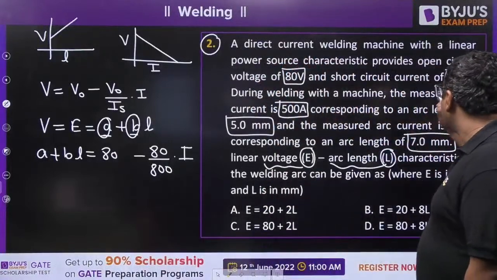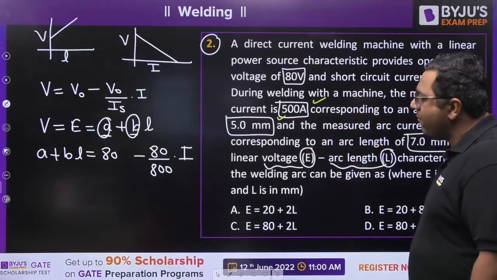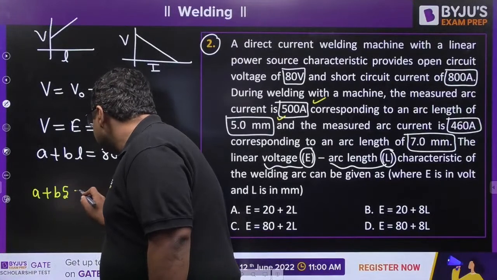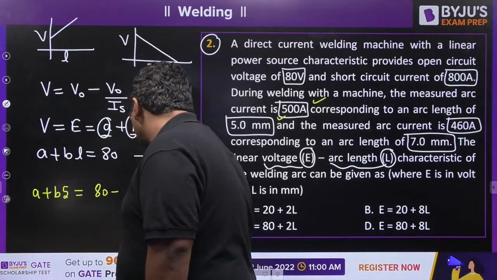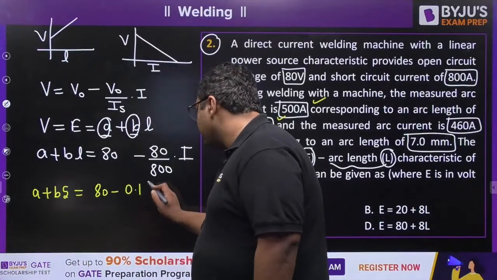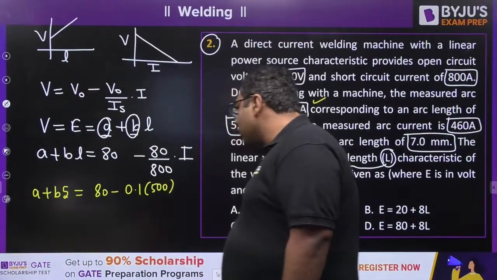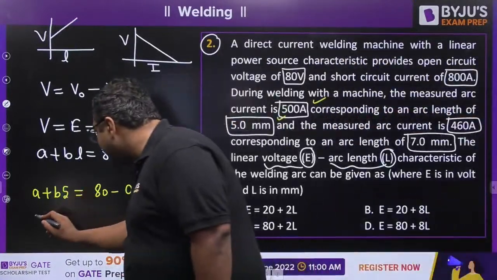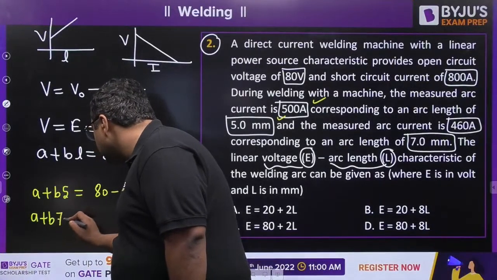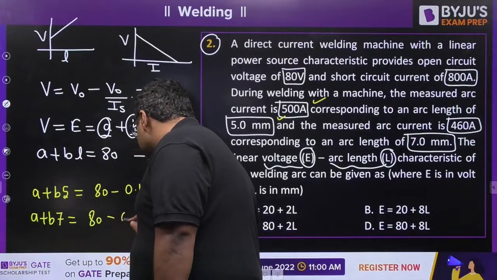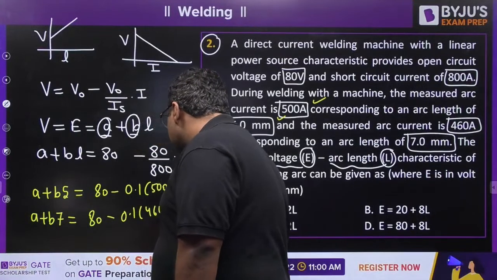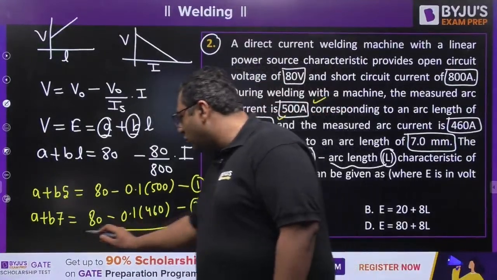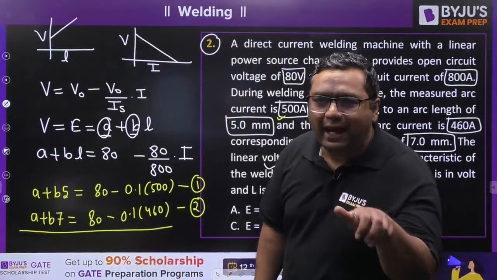They are saying that for 500 ampere it is 5 mm. So you can put the value: A plus 5B equals 80 minus 80 by 800, which is 0.1, into 500. And you can make the second equation also. For 7 mm it is 460. So you can write A plus 7B equals 80 minus 0.1 into 460. So my dear, this is equation 1 and this is equation 2. You need to solve 1 and 2 and find out the values of A and B.